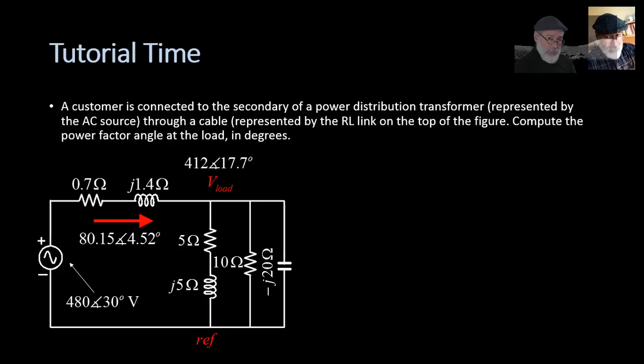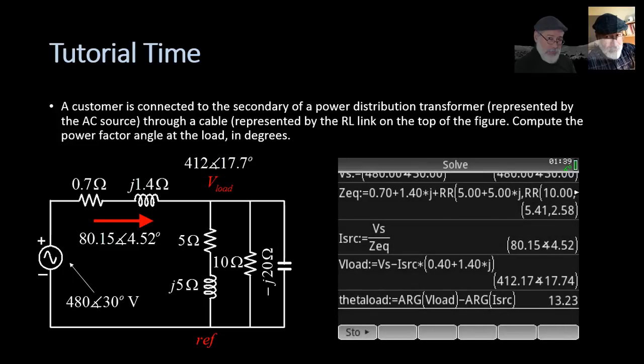More. Compute what is the power factor angle at the load in degrees. What was the power factor angle? Theta. That was alpha minus beta. Who is alpha in this case? The phase of the voltage at the load, 17.7. That is alpha. And beta, the phase of the current entering the load, 4.5 degrees. So theta, the power factor angle, we better do that with the calculator because we have all the digits of precision there. Theta of the load is argument of V load minus argument of the current in the source, 13.2 degrees. That is theta, the power factor angle of the load.